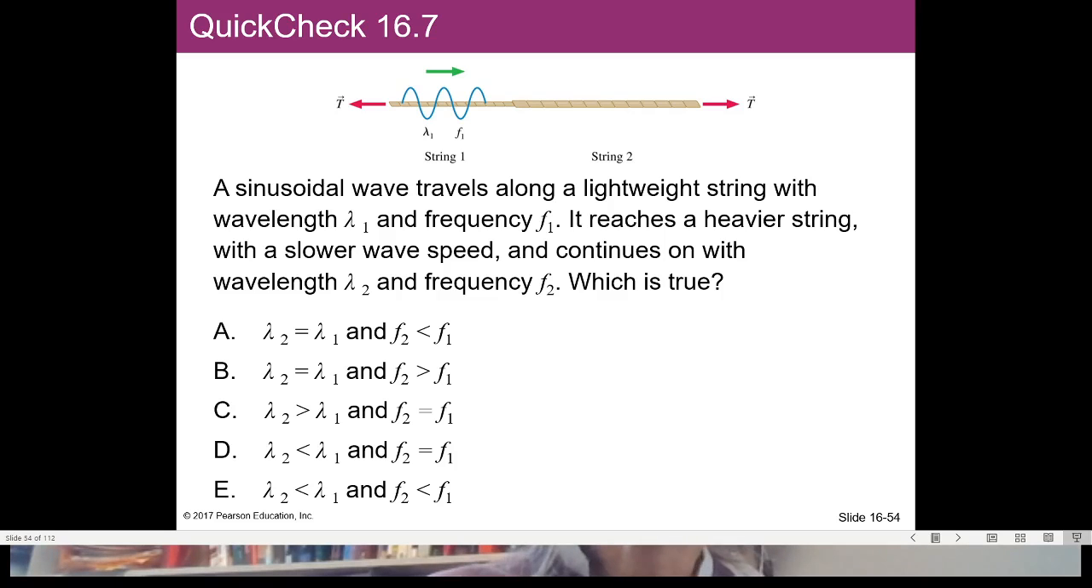Okay, so here we have a sinusoidal wave traveling along a lightweight string with a wavelength lambda 1 and frequency f1. It reaches a heavier string with slower wave speed and continues on with wavelength lambda 2 and frequency f2. So which is true? Okay, so the frequency has to be the same because that's the energy of the wave. And the wave energy doesn't go anywhere. But the wavelength has to be different because the product of the wavelength with the frequency has to be smaller because it has a slower wave speed. So f1 equals f2, but lambda 2 has to be smaller than lambda 1. Okay?